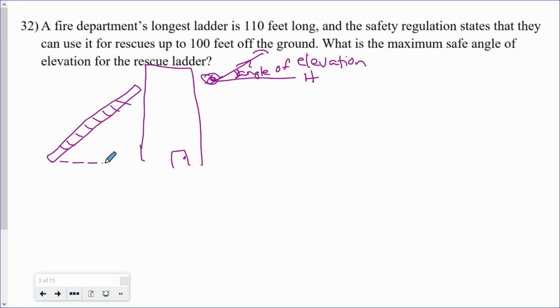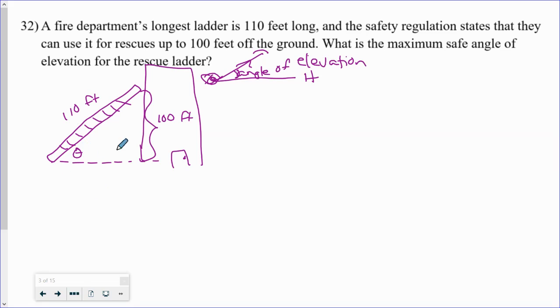And it comes out that far away. All right, so the ladder itself is 110 feet. They can use it for rescues up to 100 feet off the ground. So from here to here is 100 feet. I want to know this angle.